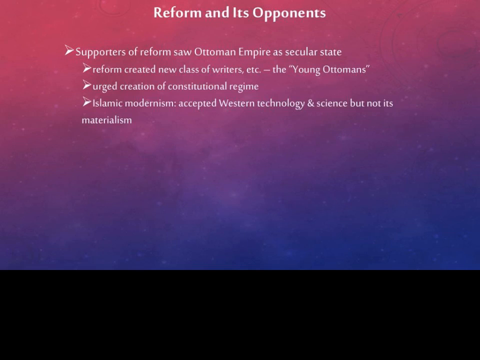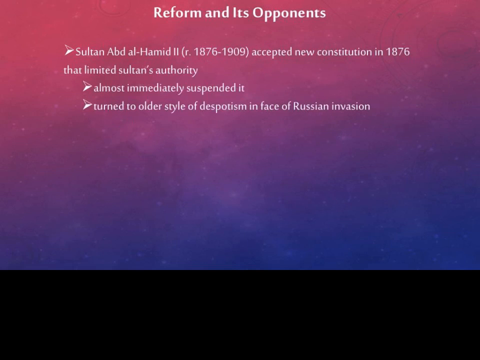And in 1876, they had a brief victory as the new Sultan, Abd al-Hamid, accepted their new constitution, this elected parliament and a constitution, but soon faced a lot of pressure from Russia and returned to a more despotic type of rule for the next 3 decades. So he, not liking the limitations put on his authority, almost immediately suspended it. And then, like I said, with that invasion pressure from Russia, returned to a more despotic or absolute type of ruler.